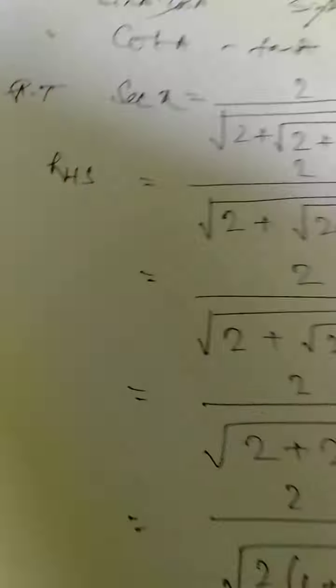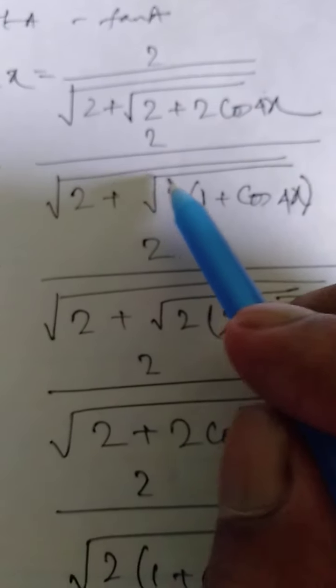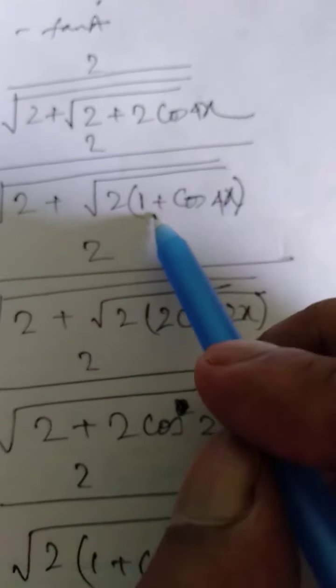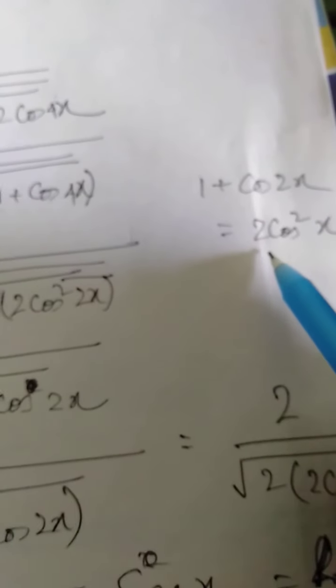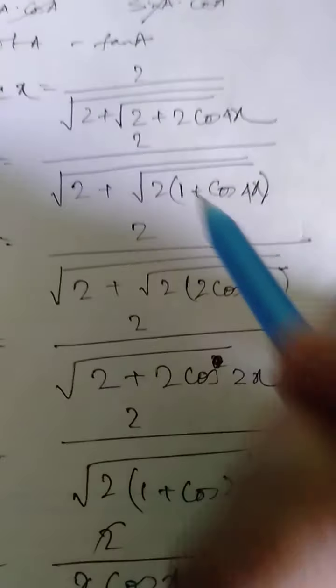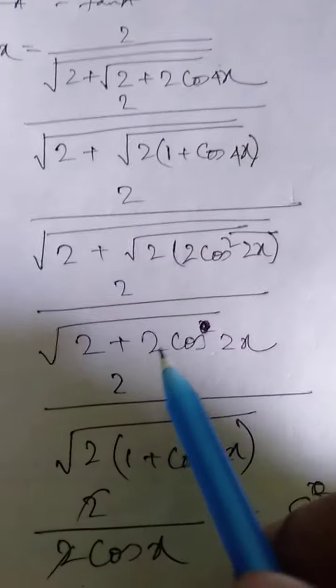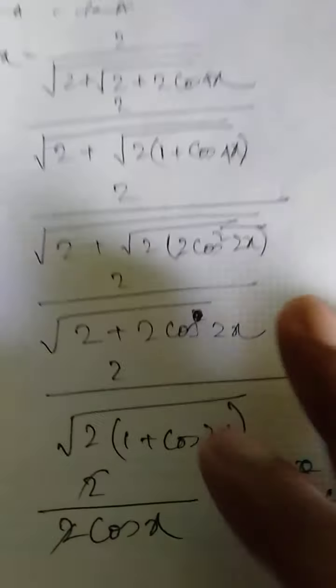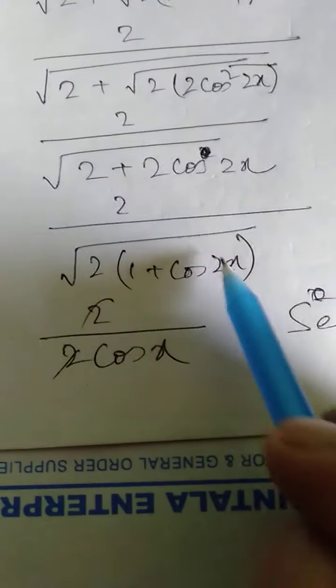And one more sum. Prove that sec x is equal to this. Now see, this is the RHS. So we are taking 2 common and we are getting 1 plus cos 4x. Again we are applying the same formula I told before. 1 plus cos 2x is equal to 2 cos square x. So here I am getting 2 cos square 2x. So this whole thing is becoming, after taking the square root, we will get 2 cos 2x. Again you take 2 common, you will get 2 cos square x. So this will become the square root and we will get sec x.